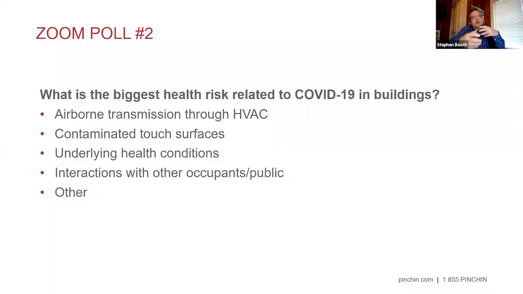So before we start talking about what the risks are, let's find out what we think the risks are, what the highest risk is. So is it airborne transmission through the HVAC system? Is it picking the virus up through contaminated touch surfaces, so getting it off the elevator button? Is the biggest risk that you have some underlying health condition? Or is the biggest risk your interaction with other occupants and people in the building? So we'll give everyone a few minutes to log in their results.